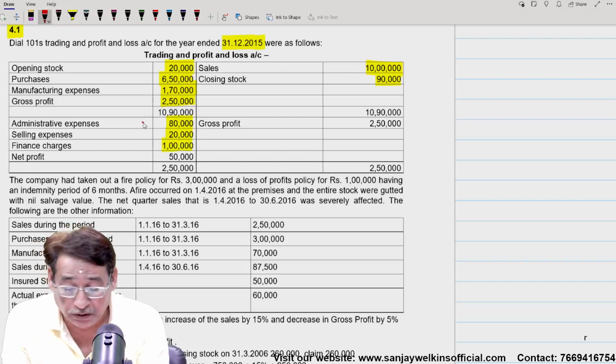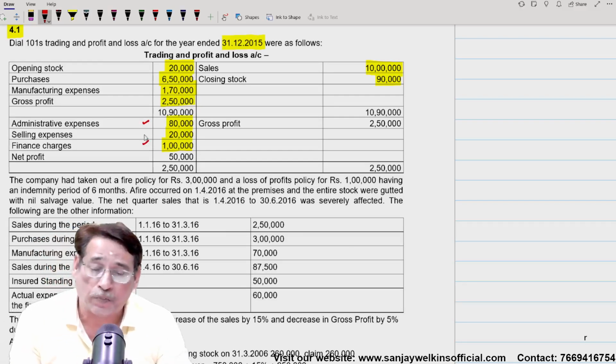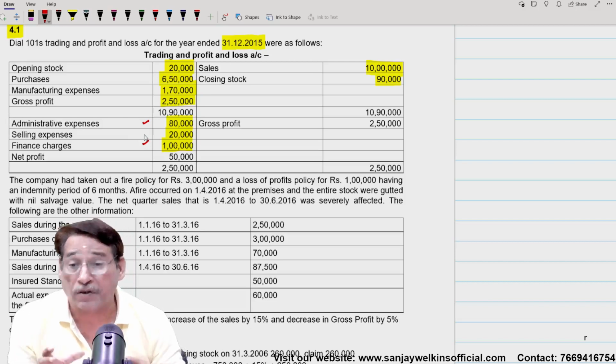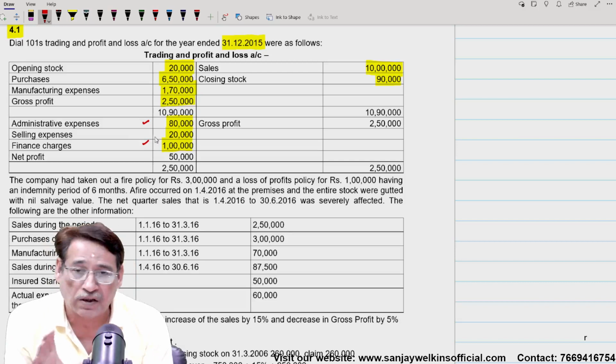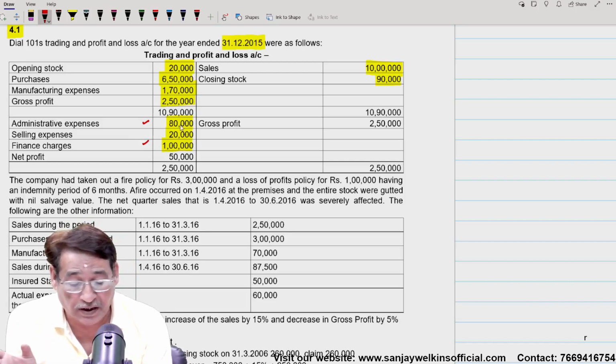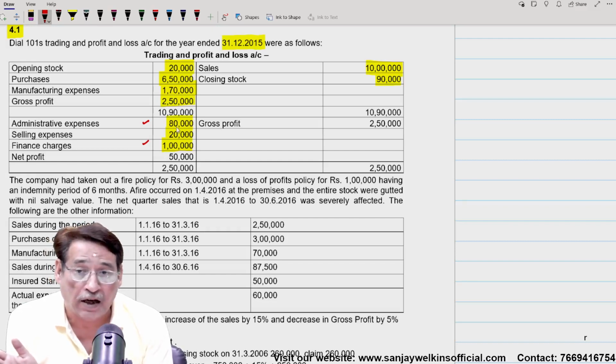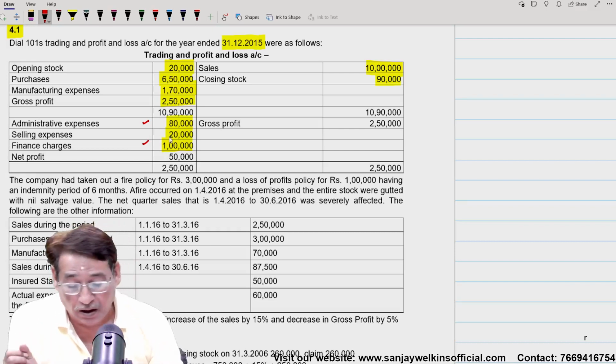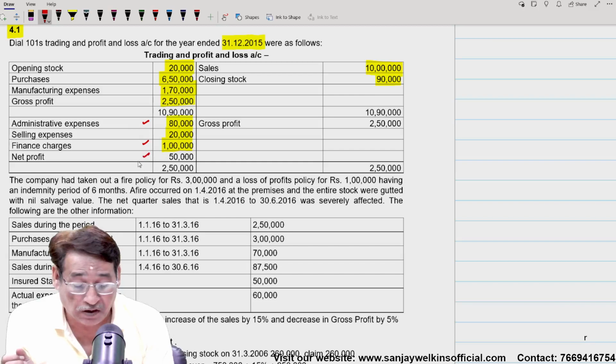If you remember, administrative expenses and financial expenses are considered as of standing nature, but selling expenses are not considered as of standing nature. That means our total standing expenses will be equal to 2 lakh. Out of 2 lakh, 1 lakh 80 administrative and finance expense will be considered as standing expense. Correct? And the net profit of last year is also given.